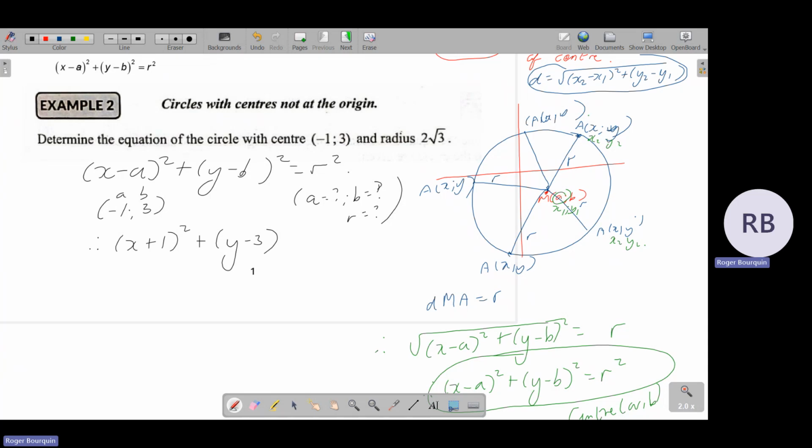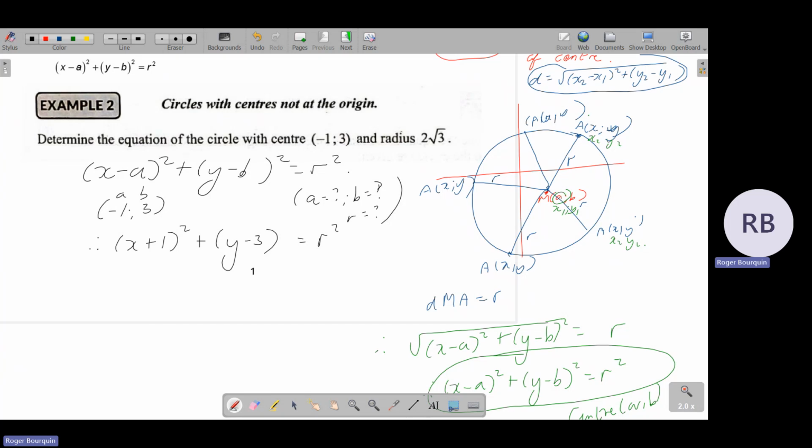So you should be able to look at an equation and say what the center is if I just gave you the equation. Opposite signs. The x coordinate of the center originally is minus 1, and the y coordinate of the center would be the opposite sign, positive 3. And so it's equal to r squared.